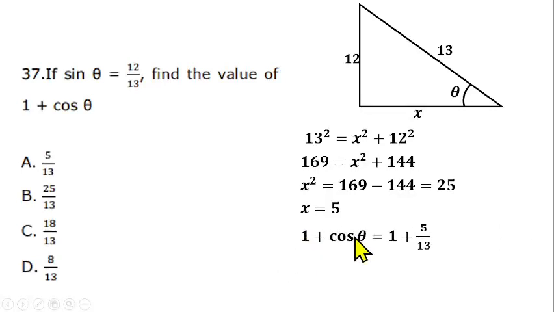Therefore, you can now simplify. Then 1 plus cos theta. Cos is adjacent over hypotenuse. Adjacent over hypotenuse, that will be 5 over 13. So if you simplify this further using fractions, you'll be having 13 plus 5 over 13. That will be 18 over 13, which is option C.